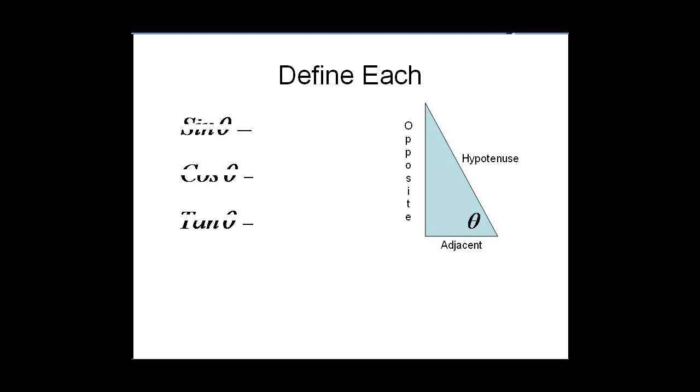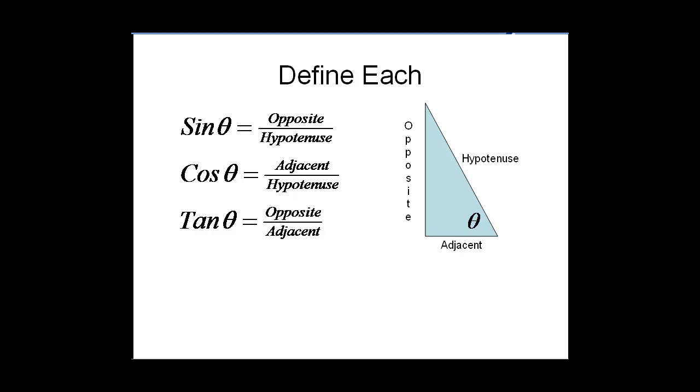Okay, looking at some definitions. Sine theta, cosine theta, and tangent theta. Sine is opposite over hypotenuse. Cosine is adjacent over hypotenuse. And tangent is opposite over adjacent. If you have your angle, the opposite is farthest away, adjacent is next to it, and the hypotenuse is the longest side of the right triangle.